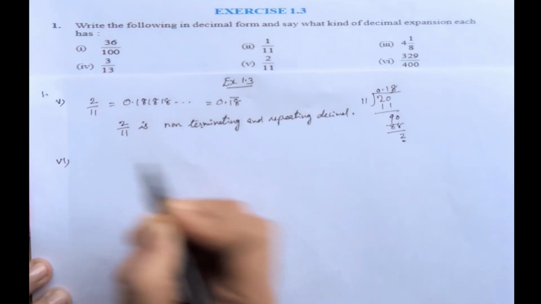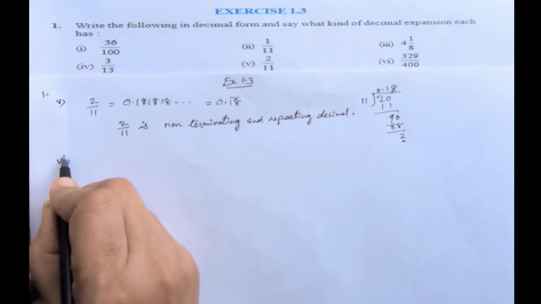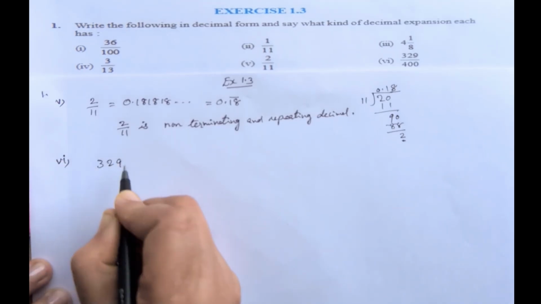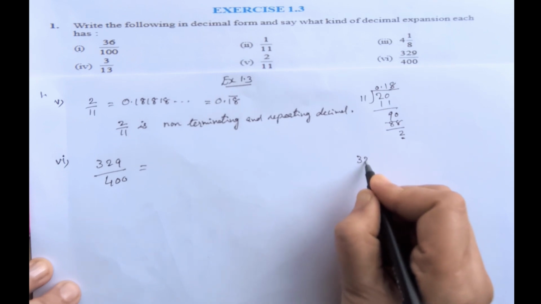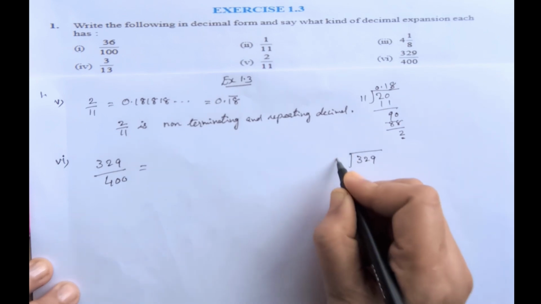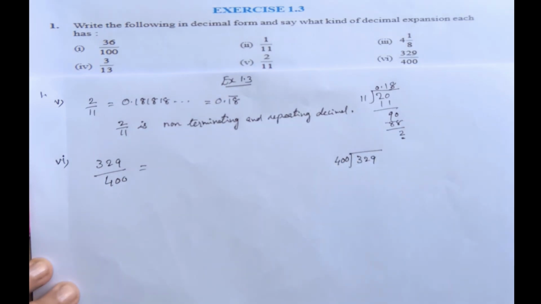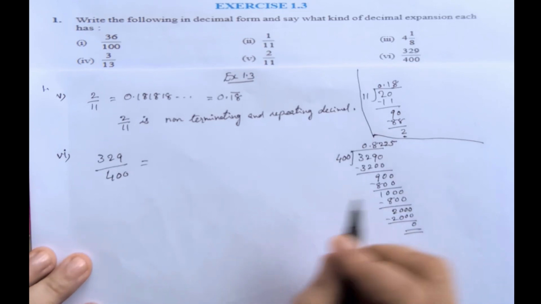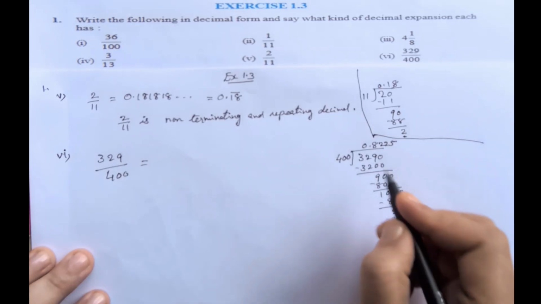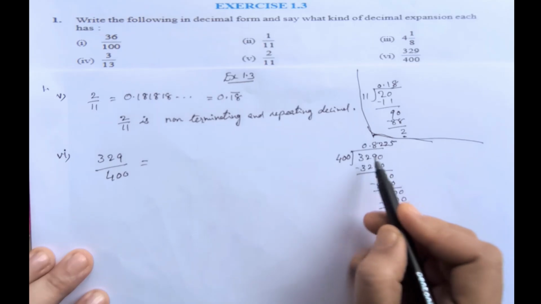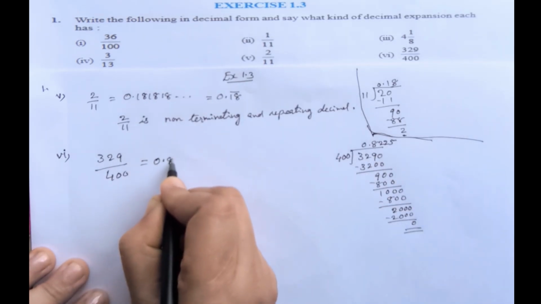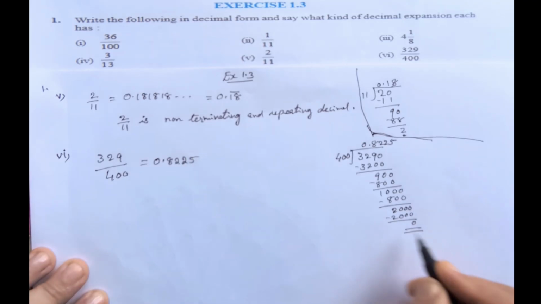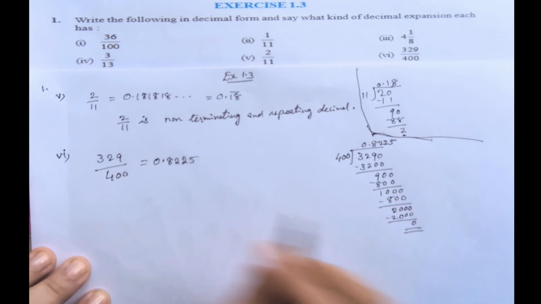Sixth one, 329 divided by 400. When we are dividing 329 by 400, what are we getting? 0.8225. And it is terminating. Remainder is 0. That means terminating.